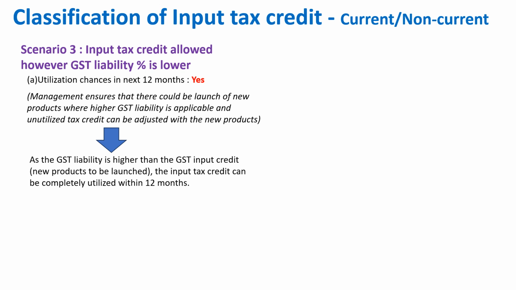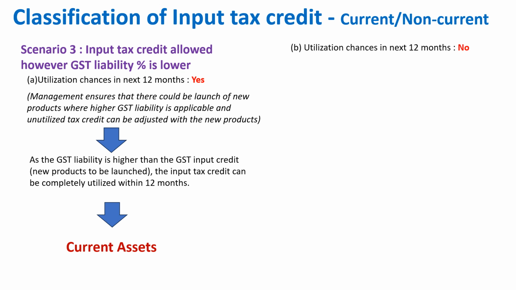The input tax credit can be completely utilized within 12 months. So that's the scenario. So it's very clear. Then we have to report that as current assets because management believes that if not with the current product, with future products, it is possible to utilize in the next 12 months' time.